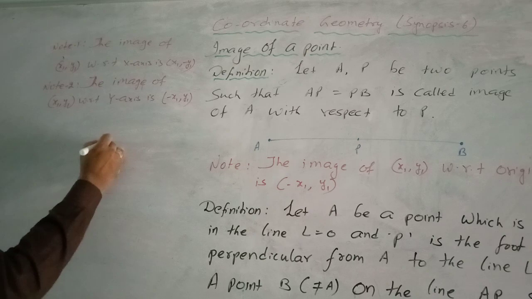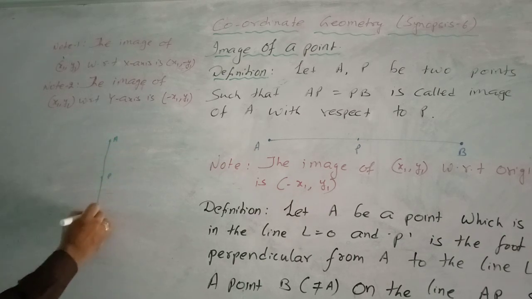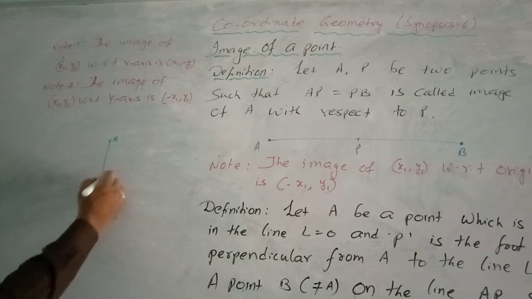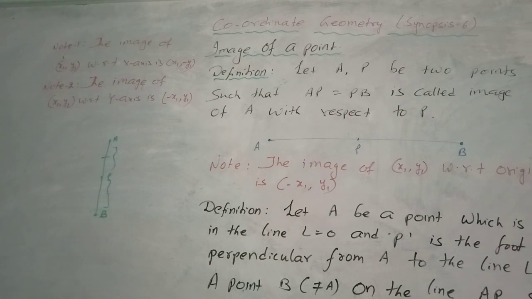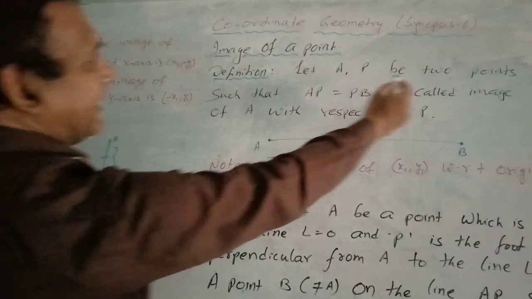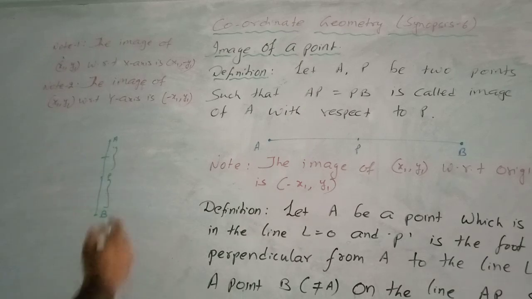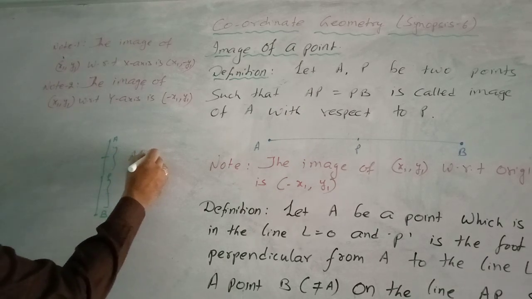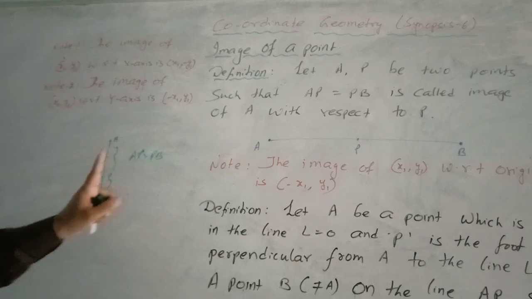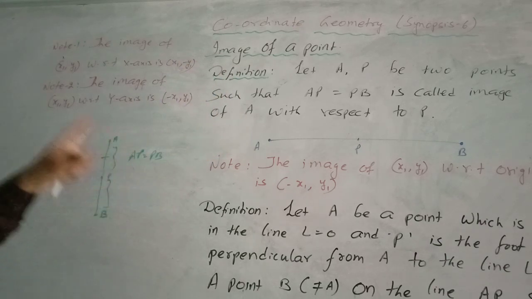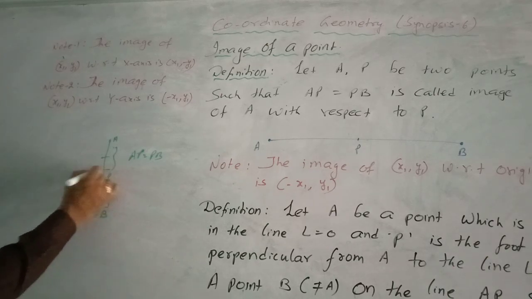Image form means, suppose this is the point P. With respect to P, AP will be equal to PB. So this one and this one are both equal. These are called images. So let A and B, P be 2 points such that AP is equal to PB. So if you are getting AP is equal to PB, then A is the image of B, and B is the image of A with respect to P.